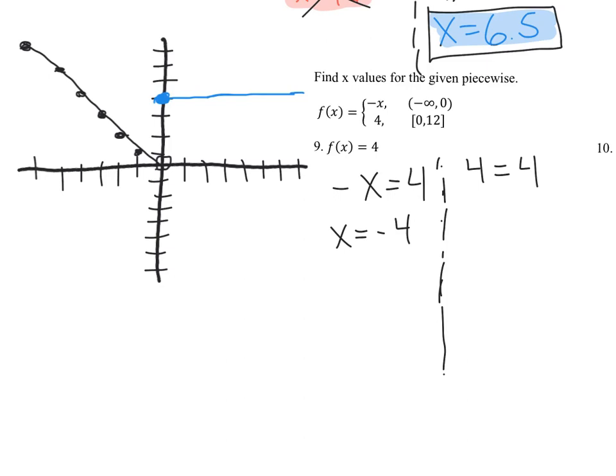So let's consider the left-hand side first with the domain, okay? Is x equals negative 4 between negative infinity and 0? And the answer is yes, it is indeed. So this is an x value that we're looking for. So this one's good to go. Now, is 4 equal 4? Is that a true statement?